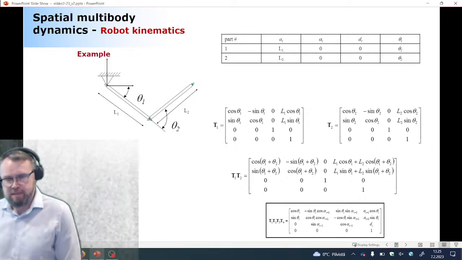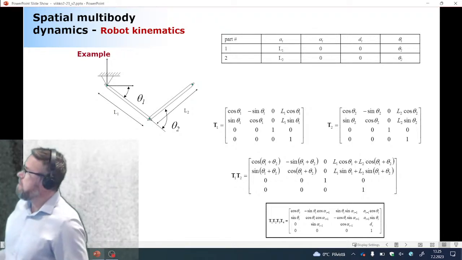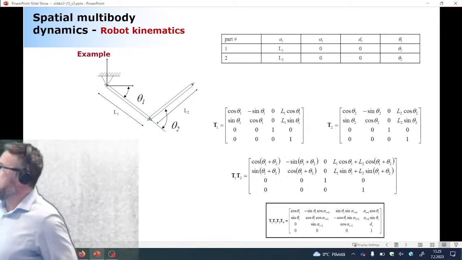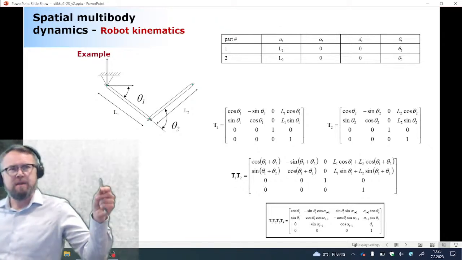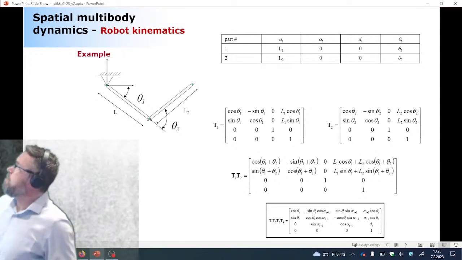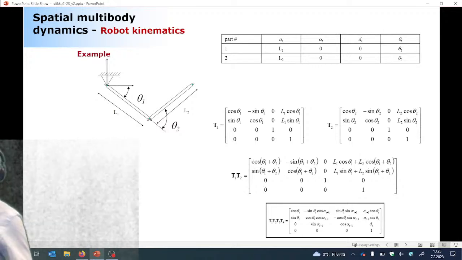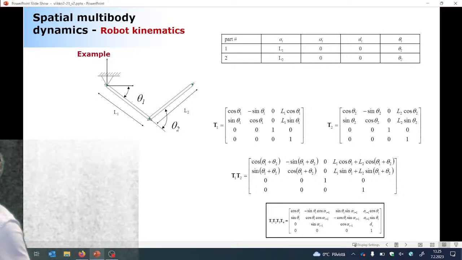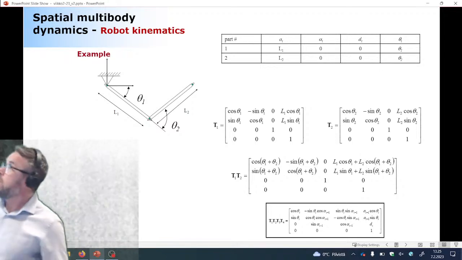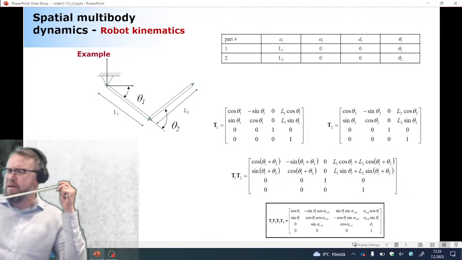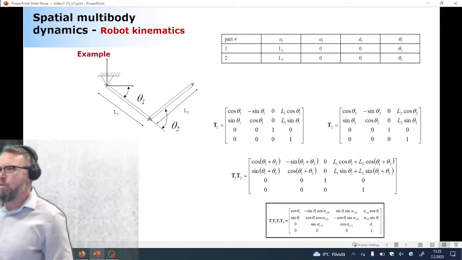What you're going to do next is make a table, located here in the upper right corner of the slide. You look at body number one and body number two, and you select these four parameters. The first is the length. What's the length of the first body? Given in the picture, that's going to be L1. Same for the second body: what's its length? L2. Then you take how much they're twisted, how much they are away from the planar line. They are not away from the planar line.